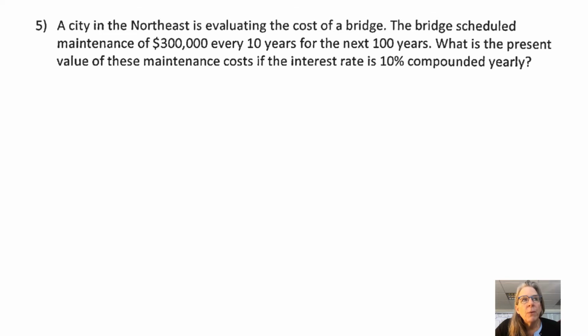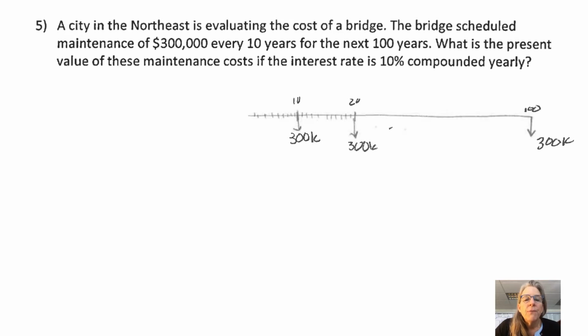So what we're doing here is looking at a very different way of defining a period, and at how to solve this problem in a couple of different ways. The first thing I always like to do is draw a cash flow diagram. So every 10 years we have $300,000, all the way to year 100. Initially, I'm going to define a period as 10 years. So the period is not 1 year, it's actually 10 years.